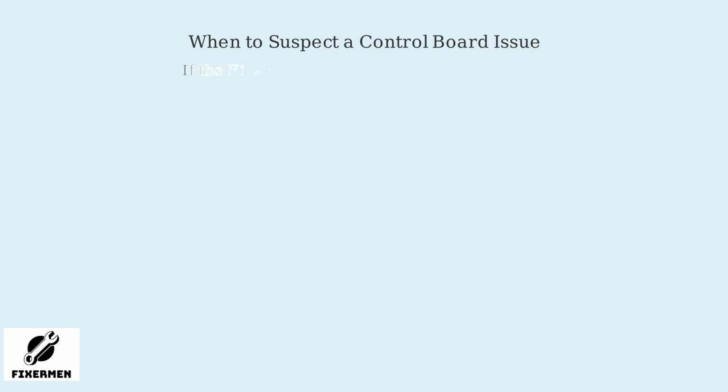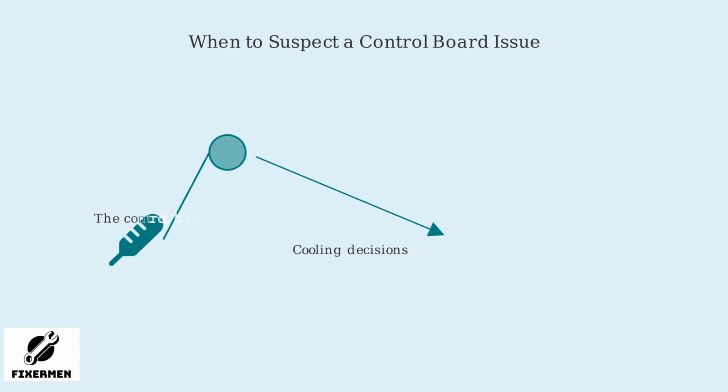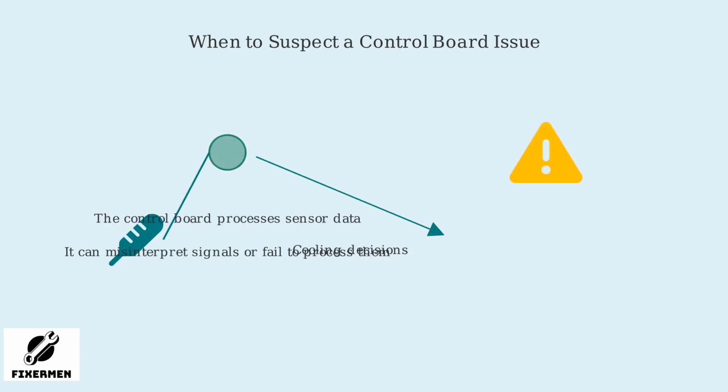If you've replaced the room temperature sensor and the F1 error code still appears, the issue may be with the control board. The control board is the brain of the air conditioner, responsible for processing temperature data from the sensor and making decisions about cooling operation. A malfunctioning control board can misinterpret the sensor's signals or completely fail to process the temperature information correctly. This leads to the F1 error, even with a working sensor.